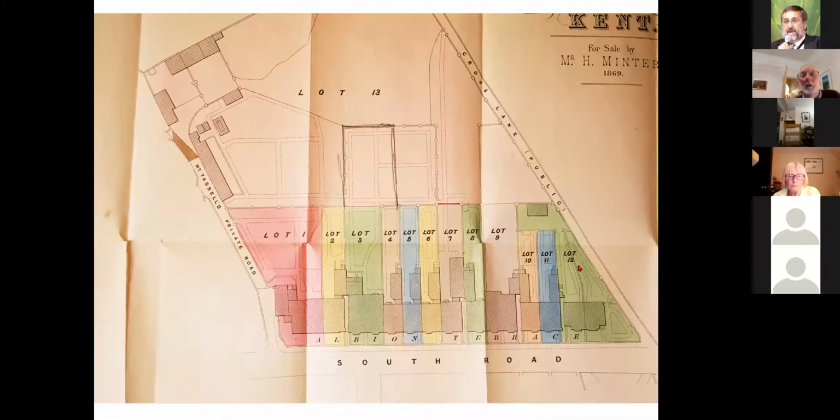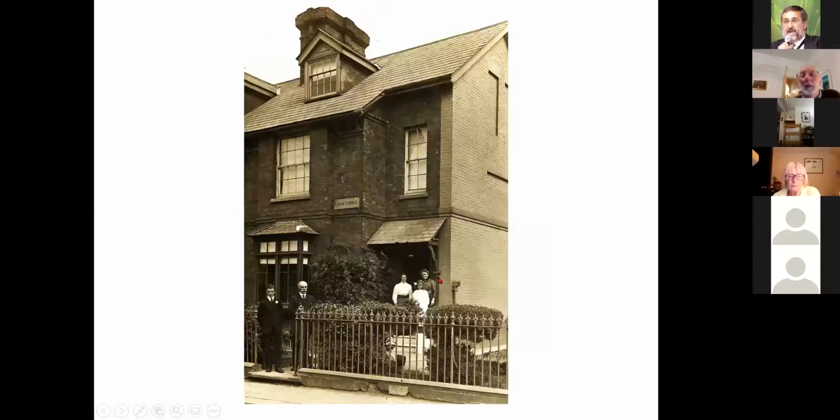At the other end, number 13 is where the Belgian refugees were housed in 1914, when several Belgians came over to England, escaping the invasion of the Germans. And this is where one of the families was held. And these have been renumbered now. I can't remember the numbers, but I think this is around number 34 South Road now. And you can see there the words Albion Terrace up here.